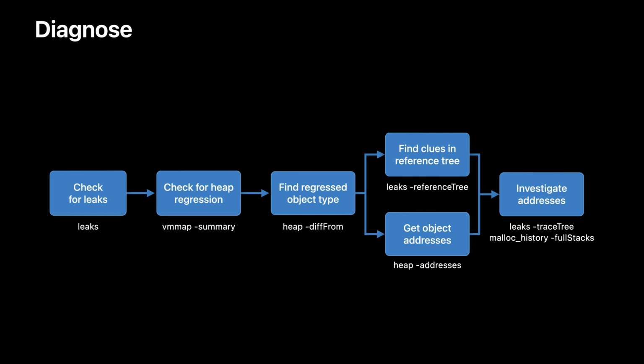If the regression doesn't include leaks, then check out the heap. Start with vmmap-summary to confirm that the memory is in the heap. If so, run heap-diff from to see which object types are responsible for the growth. If the culprits seem obvious, then use heap-addresses to get their addresses. And if not, look at leaks-reference tree for some clues. Finally, investigate culprit object addresses with leaks-trace tree and/or malloc history.